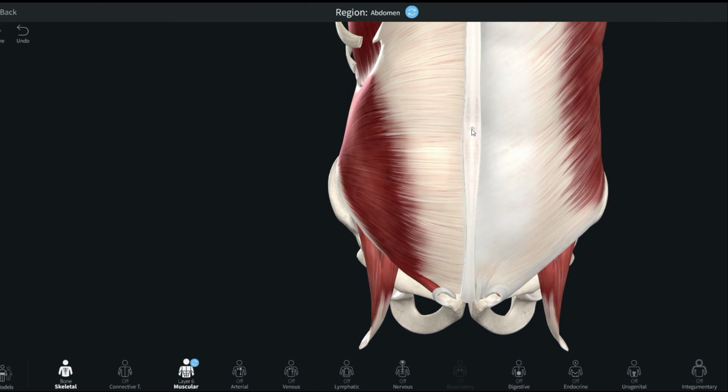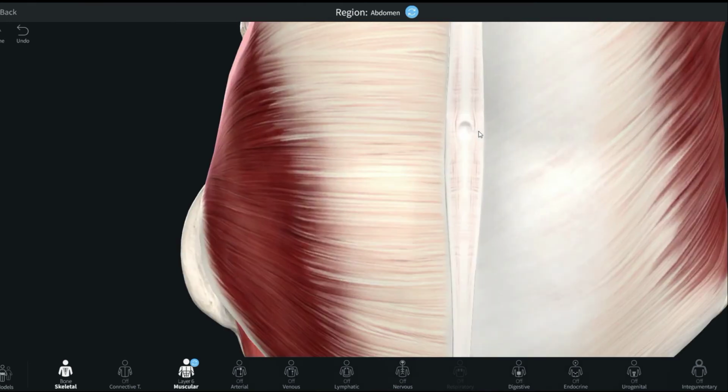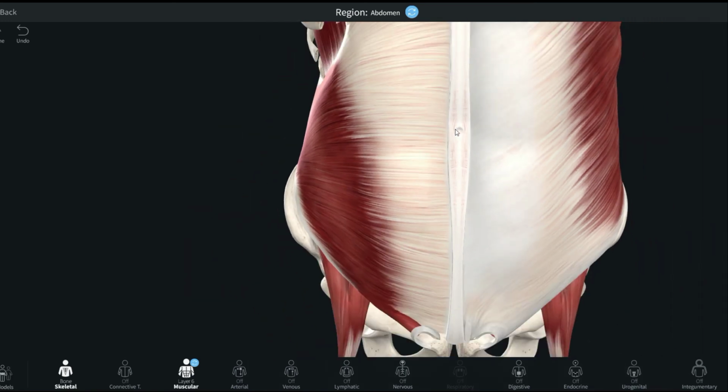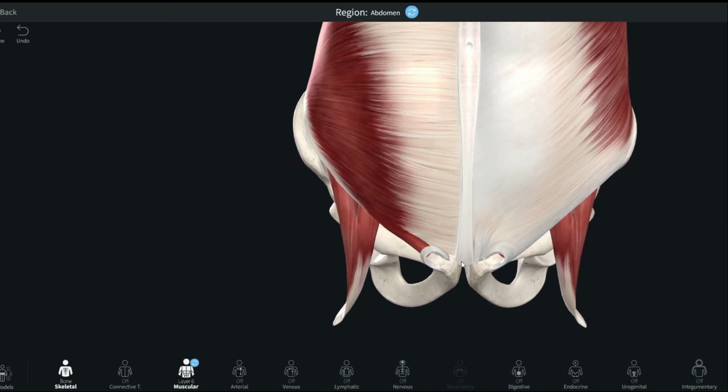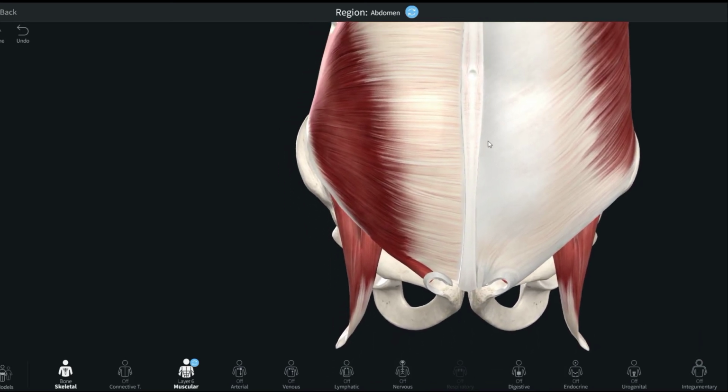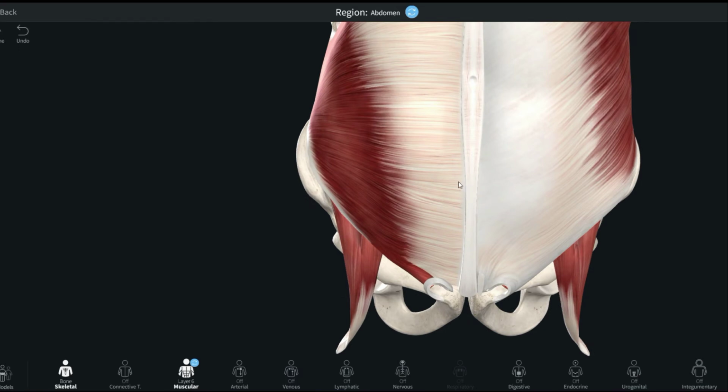However, at a level midway between, as you can see, this is the umbilicus. We all know what the umbilicus is. So at a level midway between the umbilicus and the pubic symphysis, somewhere over here at this level, the posterior lamina of the internal oblique abruptly ends. Abruptly. All right, gone. Only the anterior lamina is continuous, no problem.